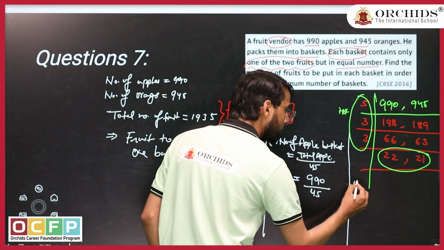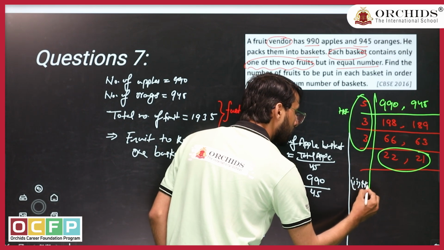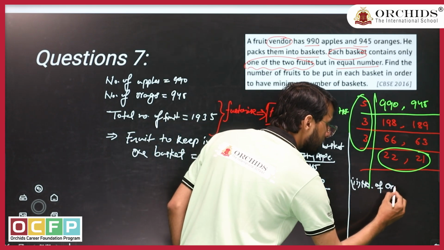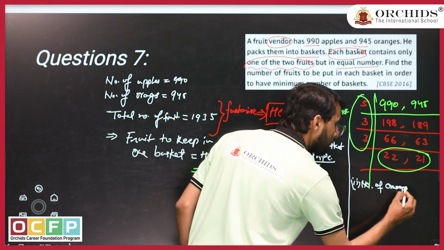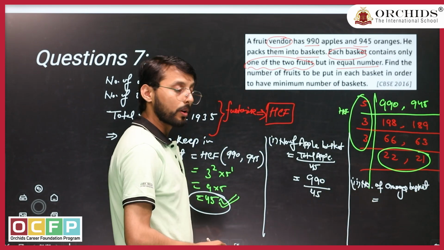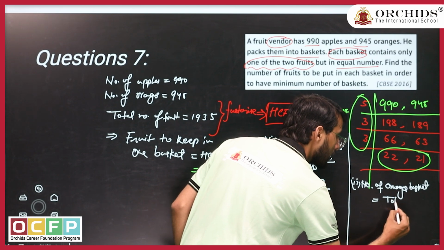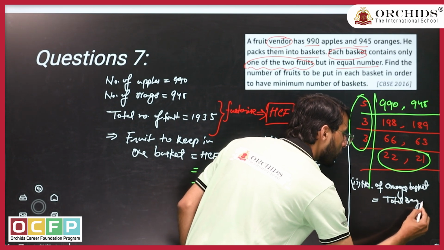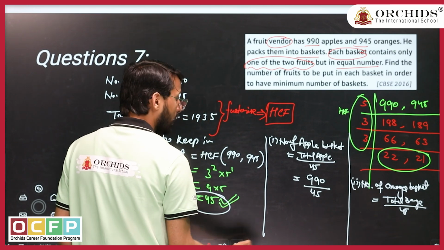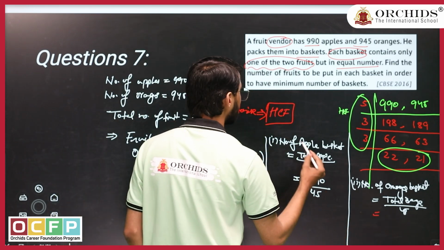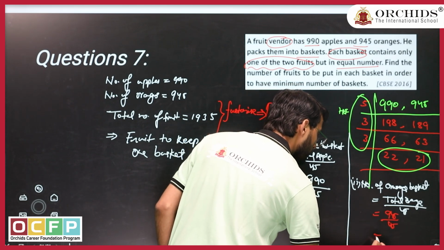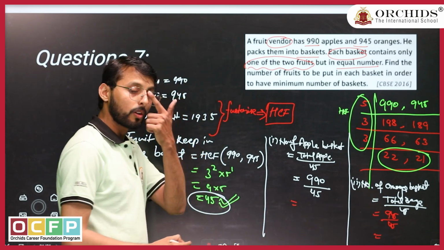The second case is the number of orange baskets. How many orange baskets am I going to put? So total oranges divided by 45. Now how many total oranges are there? Total oranges is 945 divided by 45. Now do the division. Let's see what we are going to get.